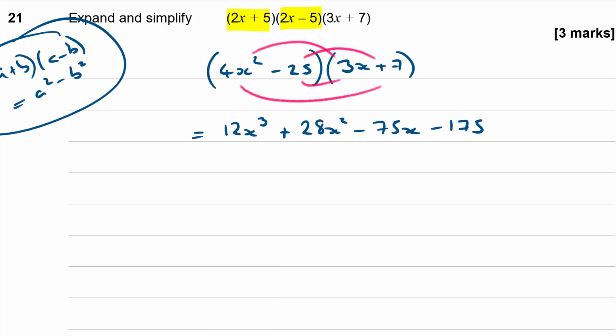Okay, I've got no like terms there. I've got a cube, a square, an x term, and a number. So I can't really simplify it any more than that. It's all done.